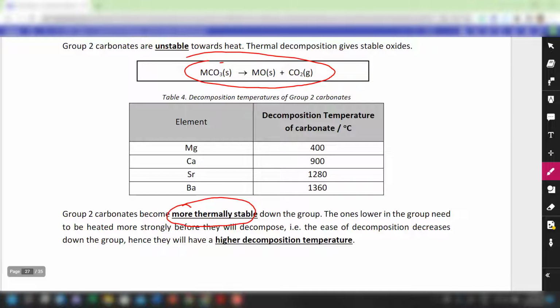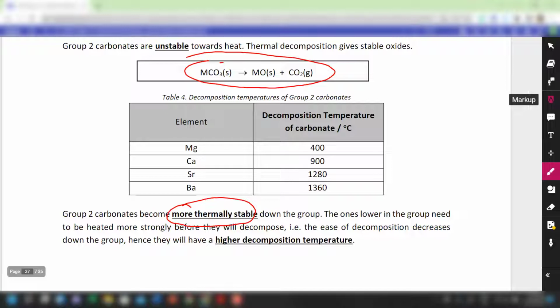With that, the polarizing power of the cation decreases, and their ability to distort the electron cloud of carbonate decreases. So that explains why the thermal decomposition temperature increases down the group.